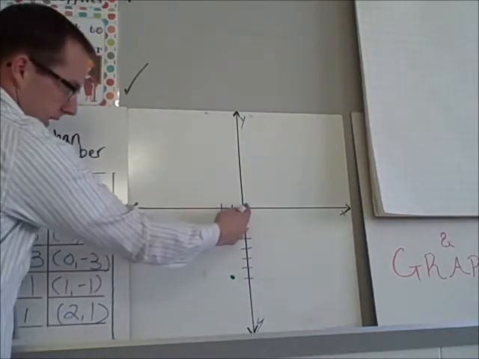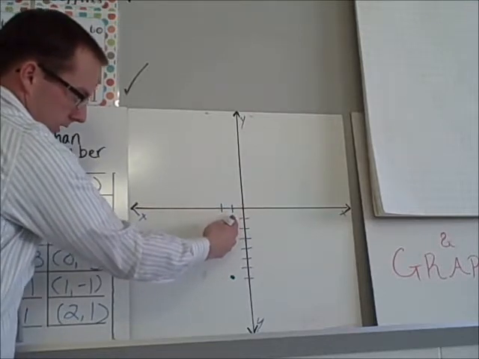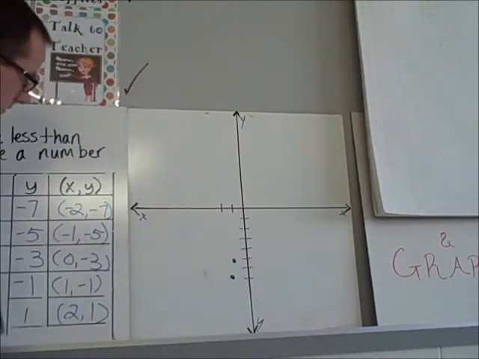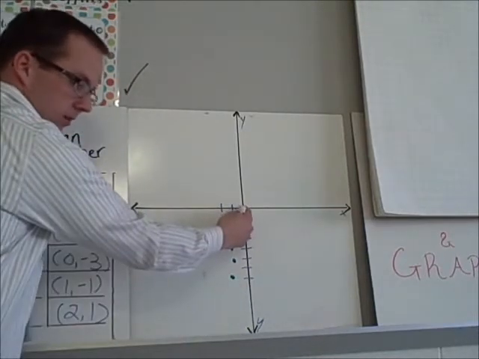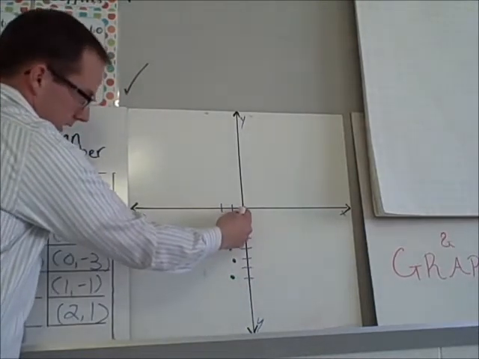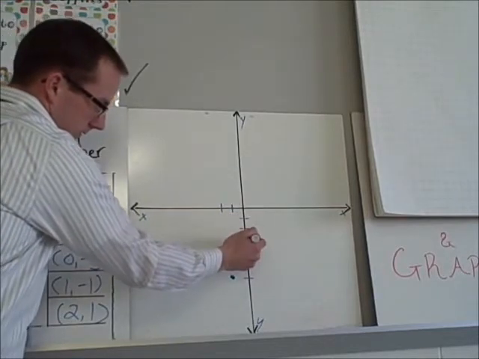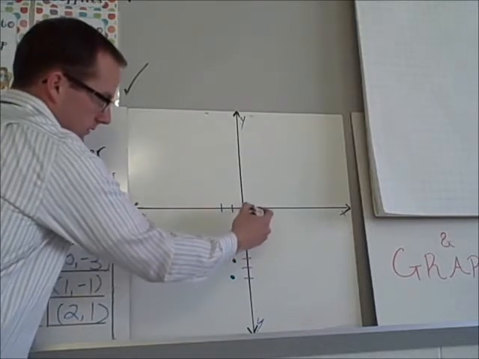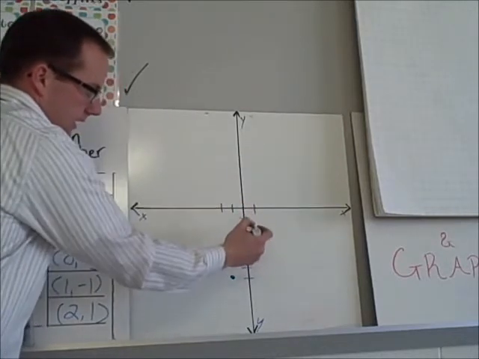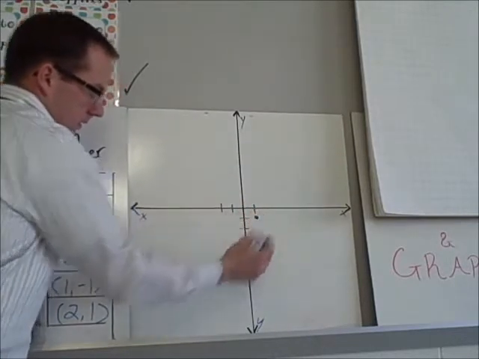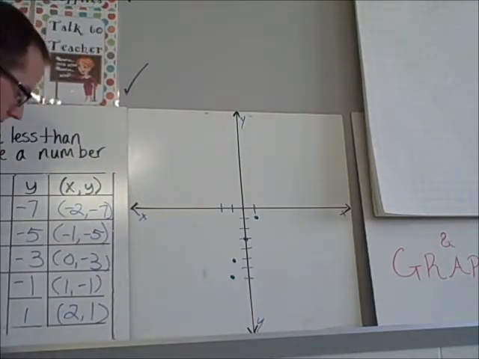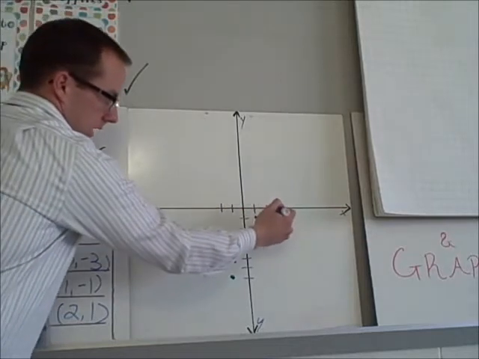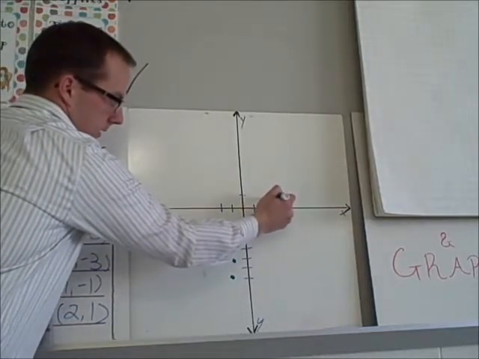My next point is -1, -5. So that's 1, 2, 3, 4, 5 down. My next point is 0, so I don't move left or right, -3. Down 1, 2, 3. Then my next point is 1, -1. So that's going to be 1 to the right and then 1 down. And then my last point is going to be 2, up 1. So to the right 2 and up 1, which would be right about here.